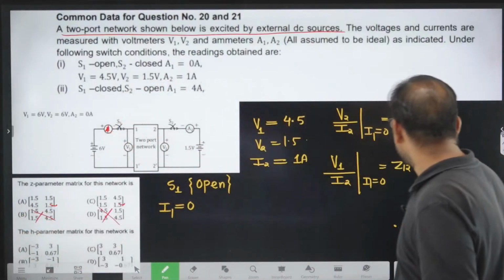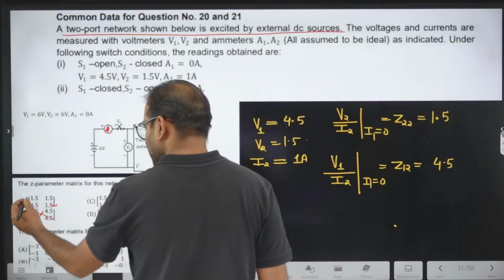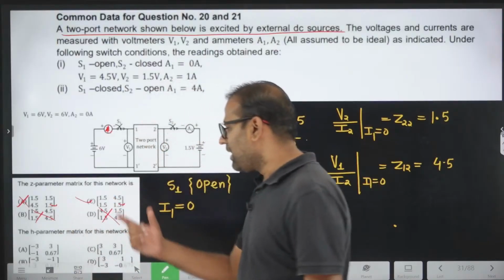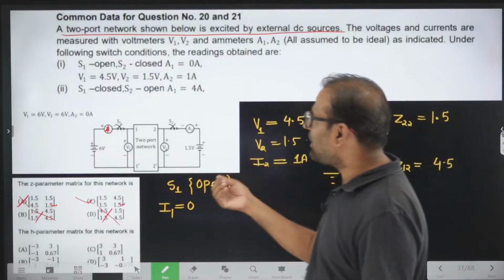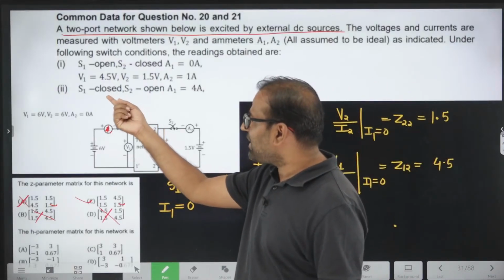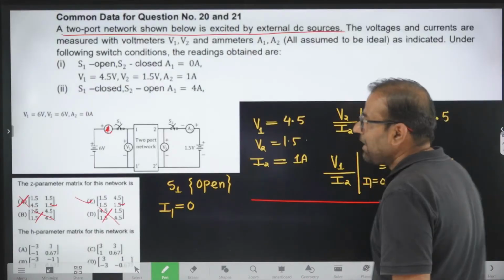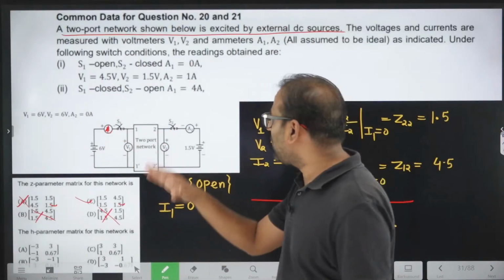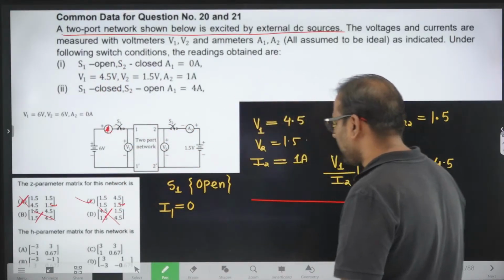Okay. Among these two, Z12 is 4.5. Here Z12 is this, Z12 is 4.5. You can delete the option, but okay, some more readings are given. If S1 is closed and S2 is open, if S1 is closed, this switch is closed, it means no, the current is 0 at the input port. S2 is open. S2 open means the output current is equivalent to 0.